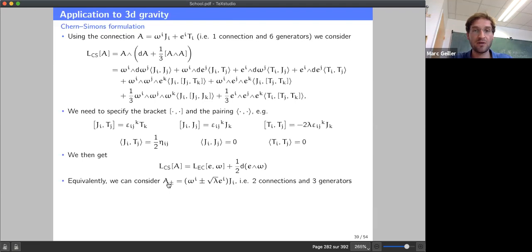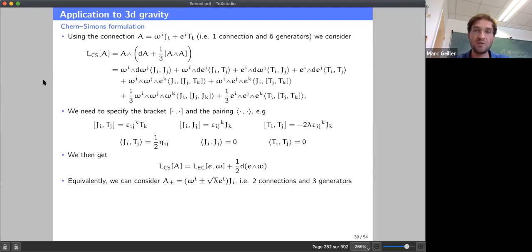We could have, in fact, considered, so here above, we have considered one connection with 6 generators, 3 generators J and 3 generators T. But I want you to convince yourself that it's completely equivalent to actually use 2 connections, A plus minus, which are defined in this way, with only 3 generators J. And if you do this, you can just equivalently write the Einstein-Cartan Lagrangian. But now instead of being a single Chern-Simons Lagrangian, you will have to take the difference between 2 Chern-Simons Lagrangians.